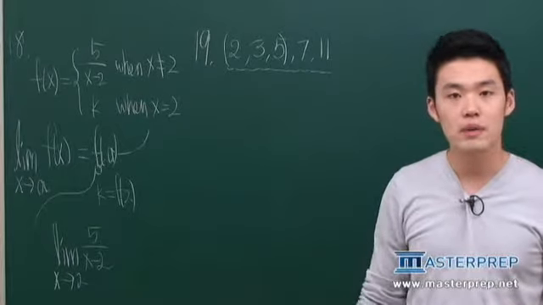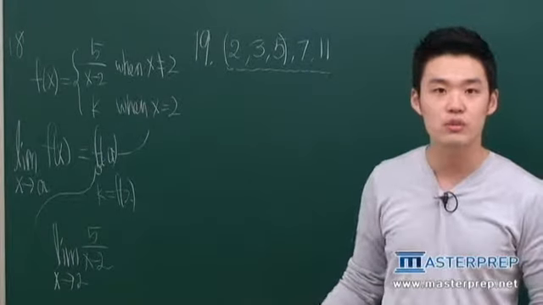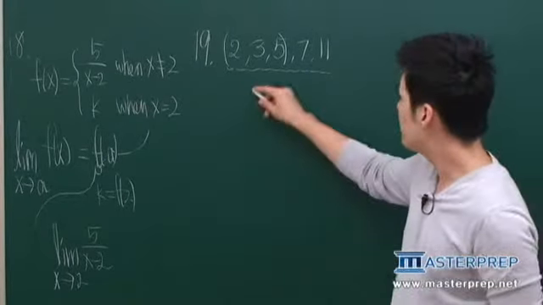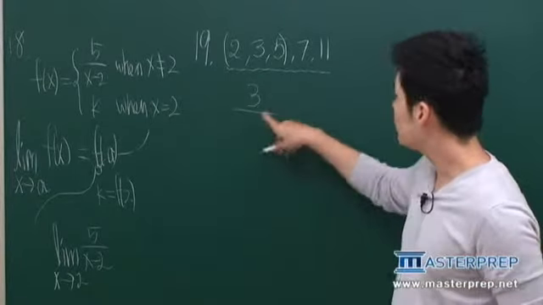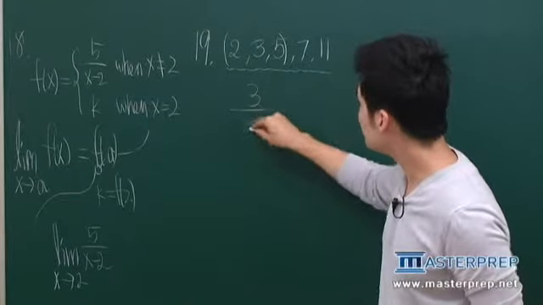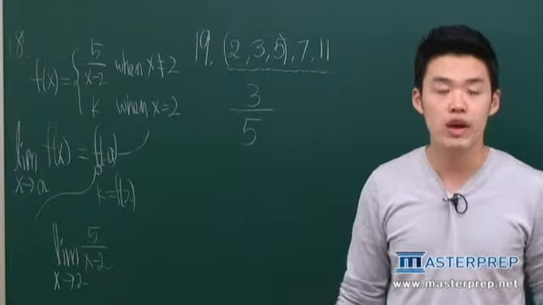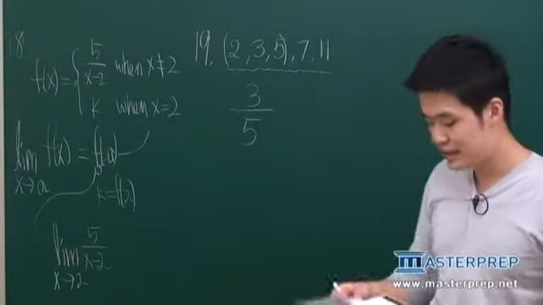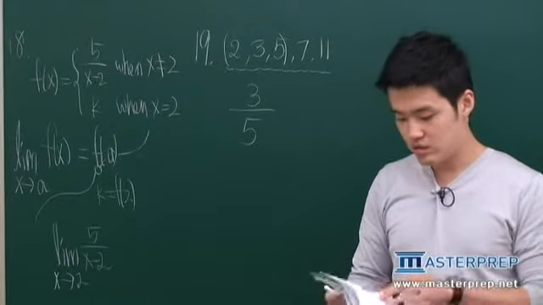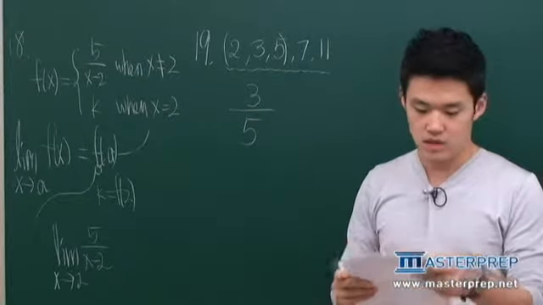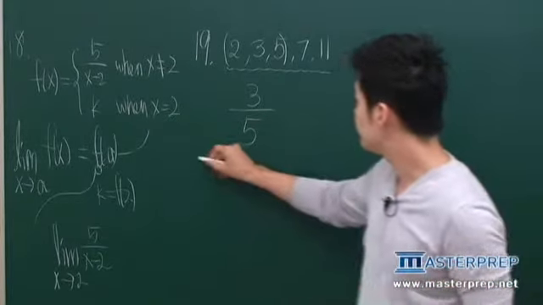So again, by the properties of probability, it is the specific event over the total events, right? 3 over 5. The answer is that easy. Okay, so that was the answer. Let's get into number 20.